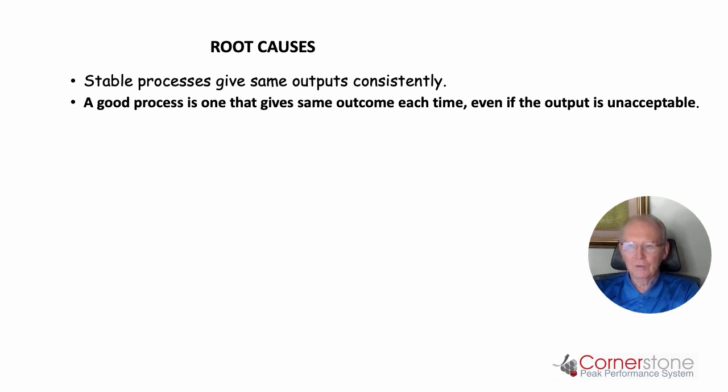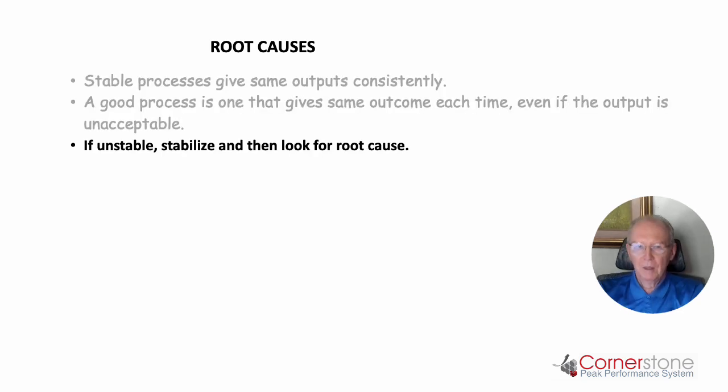And why we say this is that a process needs to be stable for you to look for the root cause of why it is not having an output that is quality. But at least you know that the same thing is happening in that process every time because you're getting the same output. So if you have an unstable process, you then have to first stabilize it and look for the root cause.